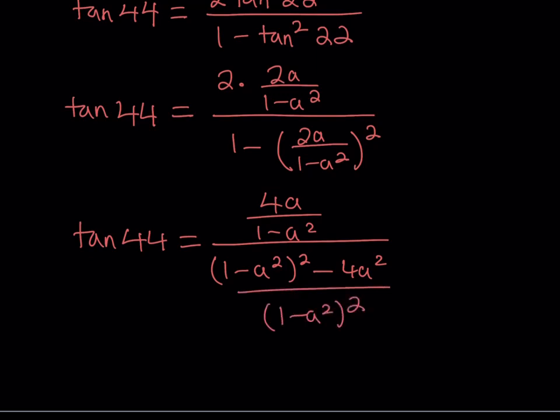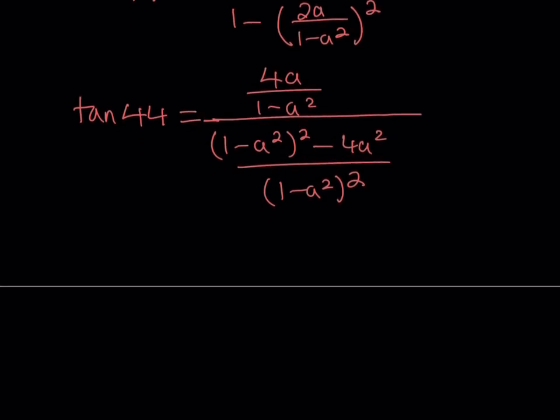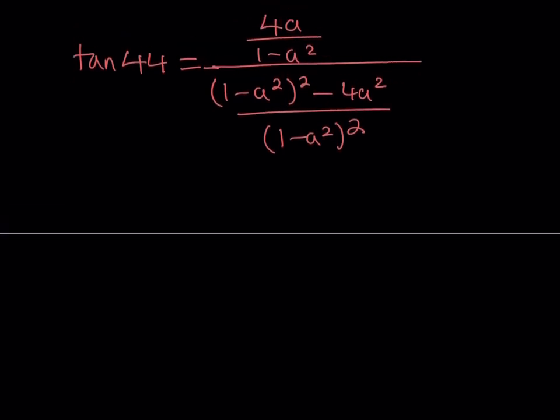Now, this is kind of like a complex fraction. Not complex numbers, but it's called a complex fraction. We have a fraction in the numerator and a fraction in the denominator. So what am I supposed to do? Flip the second one and multiply. So we can get tangent 44 in terms of tangent 11 in a simpler form. Okay, so this is what it's going to look like.